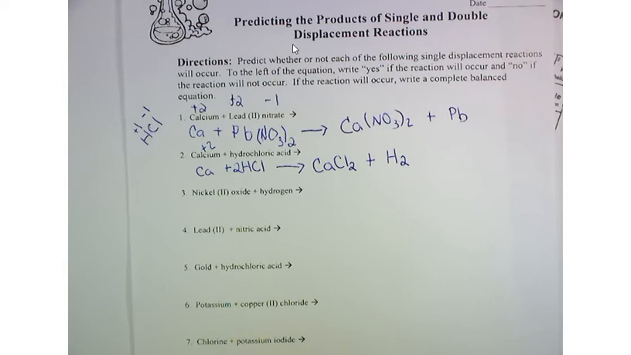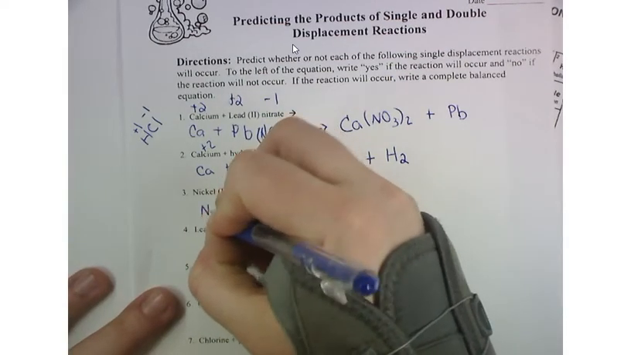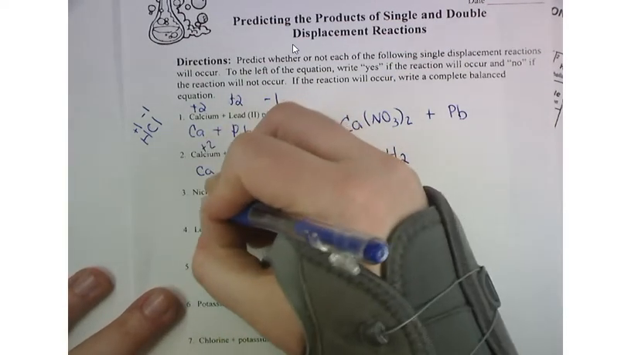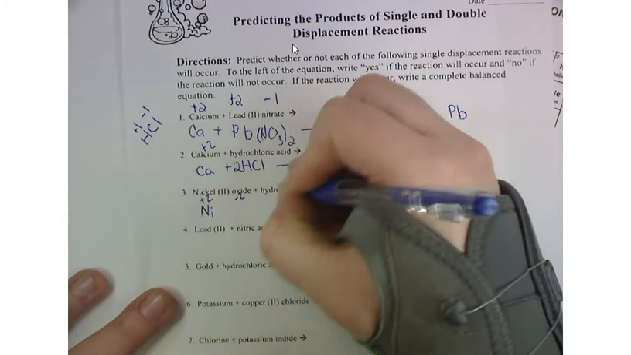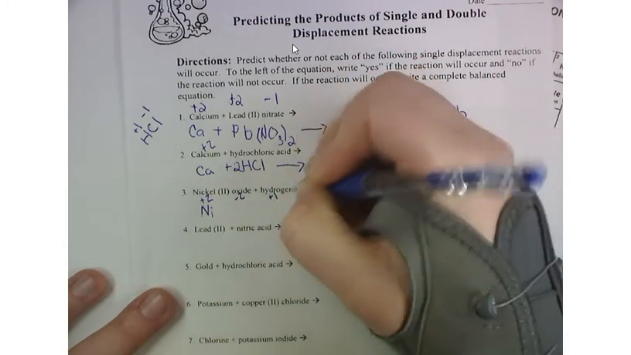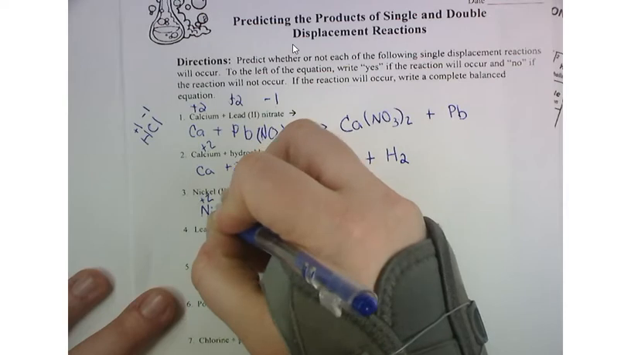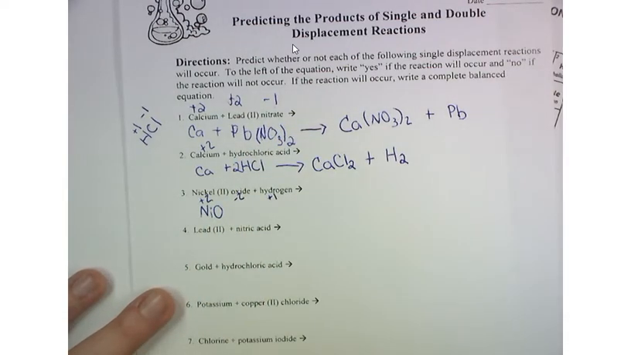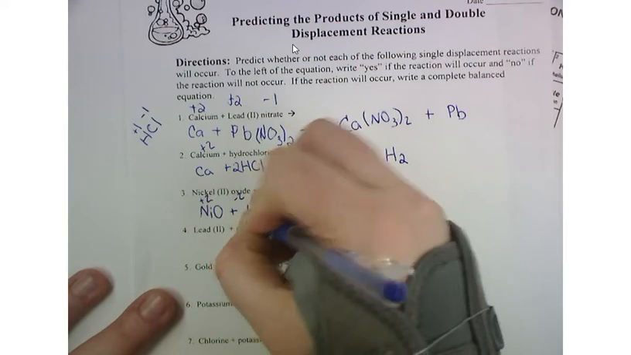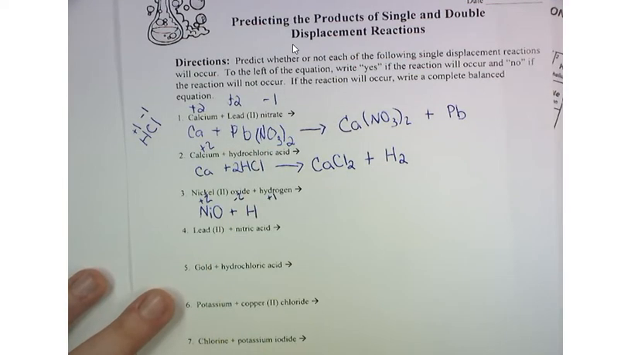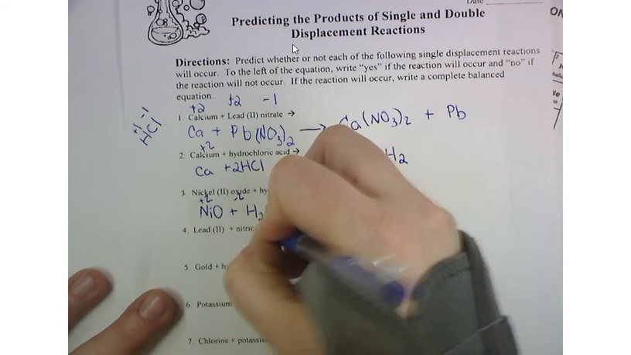So number 3, we've got nickel 2 oxide plus hydrogen. So let's go ahead and write out our reactants. Nickel, remember nickel is going to be a +2. Oxide is going to be a -2. Hydrogen will be a +1. So this is going to be just NiO. They both have an oxidation number of 2. One's positive, one's negative, so they balance out. And we need plus hydrogen. But remember, hydrogen cannot stand alone. So we're going to have H2.